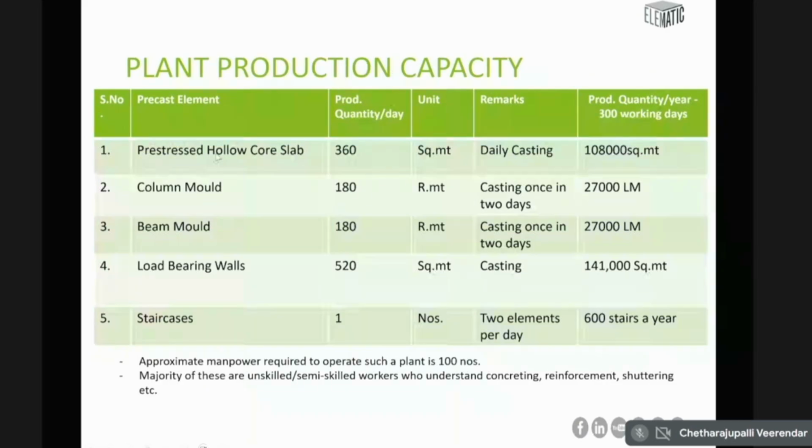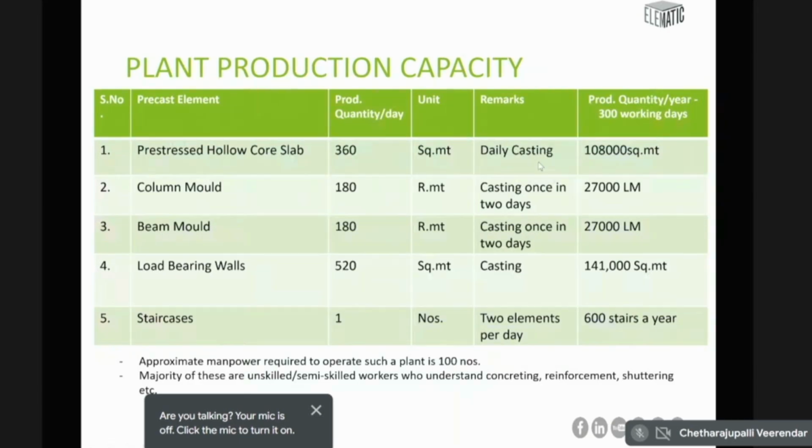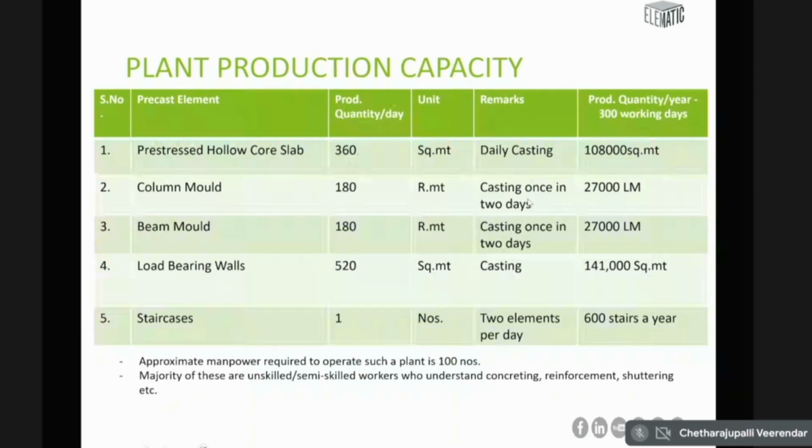So you can see from this particular thing, we divide the plant into daily casting and casting in 2 days. When you make columns and beams, these are massive concrete elements. Usually in a commercial building, it goes from 1.2 meter into 1.2 meter size of the columns. So when you have that kind of size of column, it requires 2 days to gain the strength so that they can be stripped from the production yard.